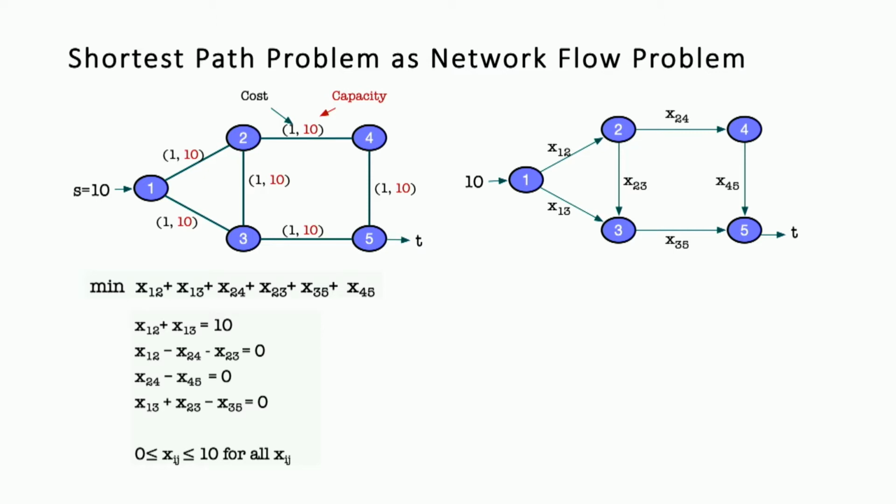So you have formulated the problem in mathematical terms. And then you have added a constraint that each x value needs to fall between 0 and 10. They cannot be negative, right? And they cannot go more than 10, because 10 is the capacity of this graph. So that's how you can look at this.